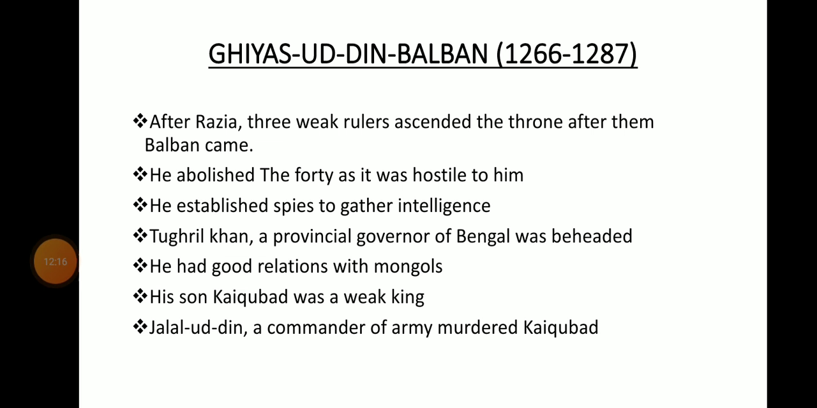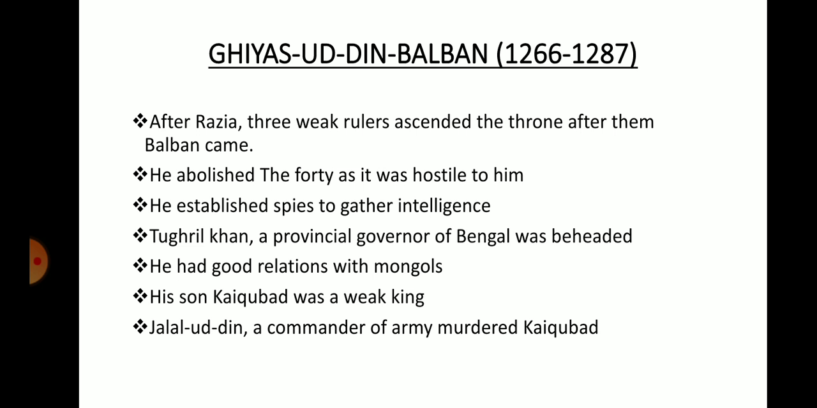So after Razia, three weak rulers ascended to the throne, and there was nothing much important about them. And finally, after those three weak rulers, Ghiyasuddin Balban came to the throne. So he abolished the 40 nobles as they were hostile to him. He did not like those 40 nobles, so he abolished that system.